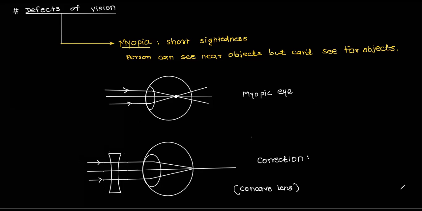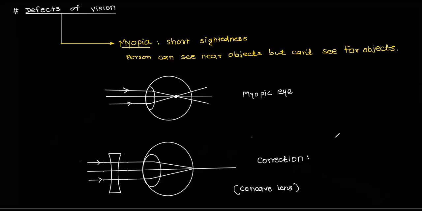Let's move ahead. Next defect is hypermetropia. This is the second one.